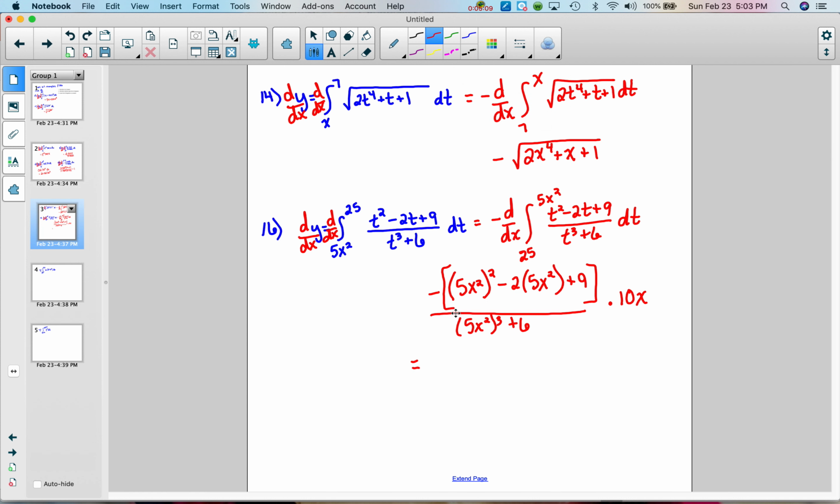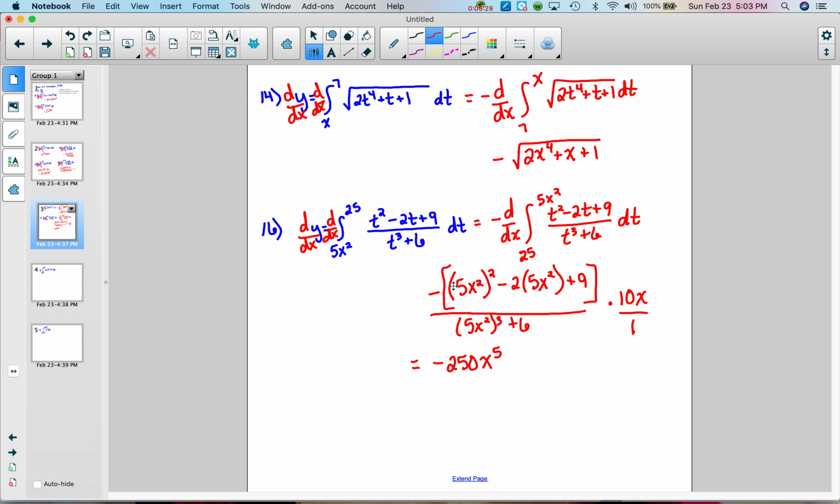Okay, so now I'm just going to simplify and be really careful. I'm going to distribute the negative sign, and at the same time, I'm going to distribute the 10x. So when I do that, we're going to have 10x. Here I square the 5, so I get 25x to the 4th. So that's going to be a negative 250x to the 5th.